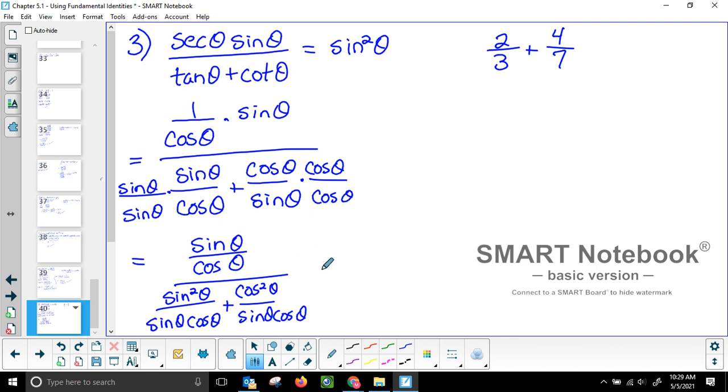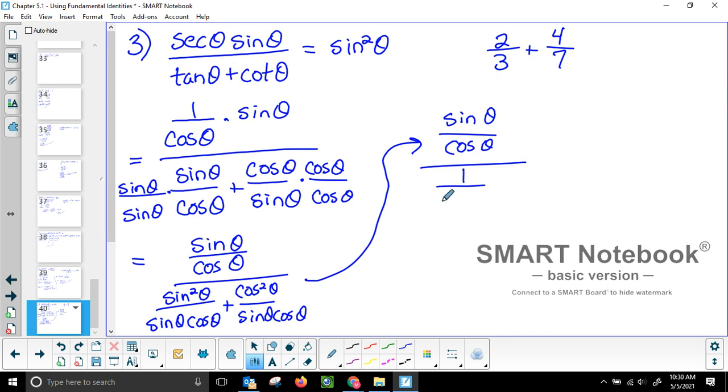Well, now they have a common denominator, so I can go ahead and combine them. It would be sine squared theta plus cosine squared theta over sine theta cosine theta. What is sine squared theta plus cosine squared theta? 1. So this whole thing now simplifies: my numerator stays the same, sine theta over cosine theta, but my denominator now becomes 1 over sine theta cosine theta.